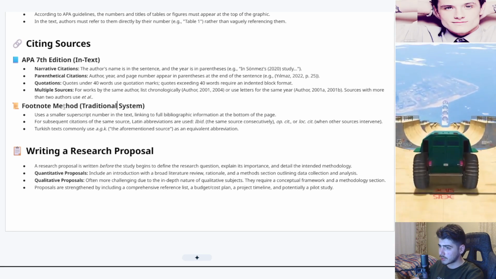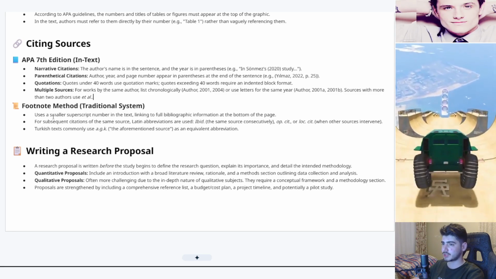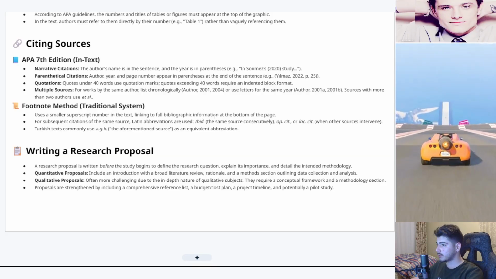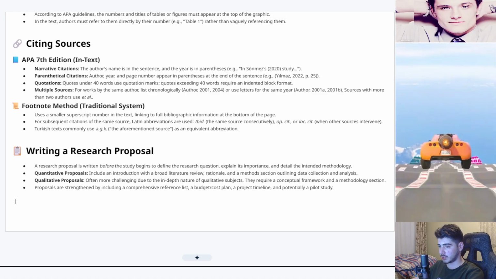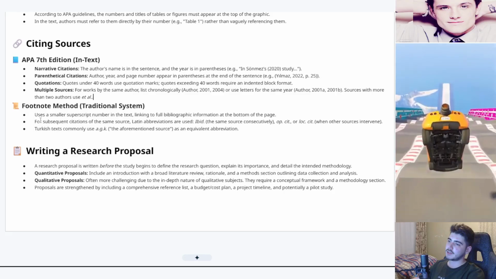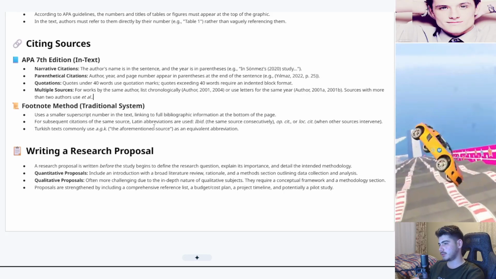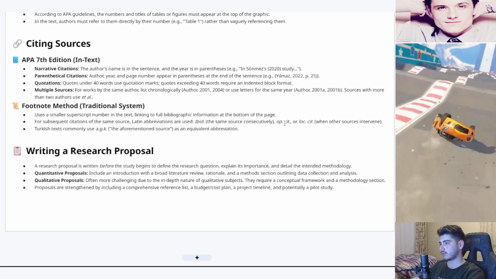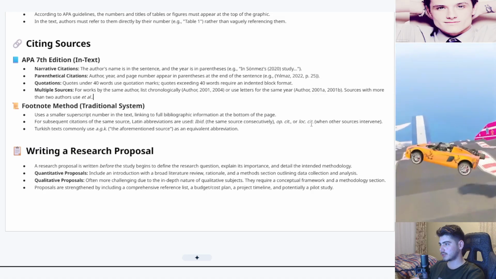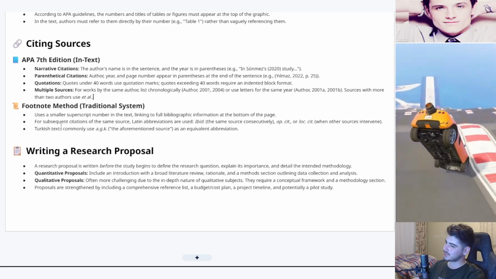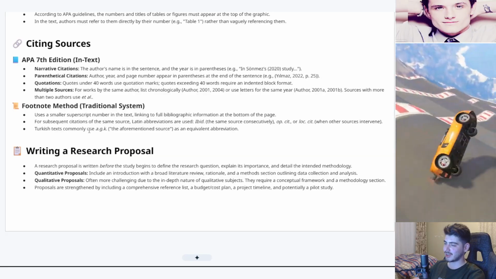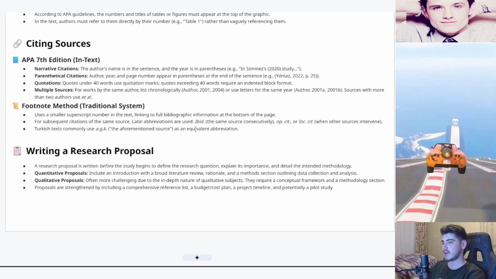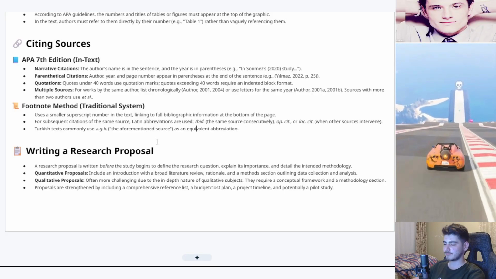The footnote method is a traditional system which uses a smaller superscript number in the text, linking to the full bibliographic information at the bottom of the page, like here. And for subsequent citations of the same source, Latin abbreviations are used, like ibid., op. cit., or loc. cit. Turkish texts commonly use AGK, the aforementioned source, as an equivalent abbreviation.